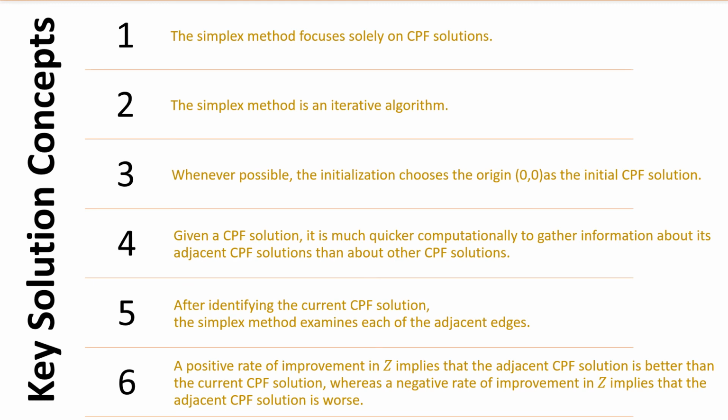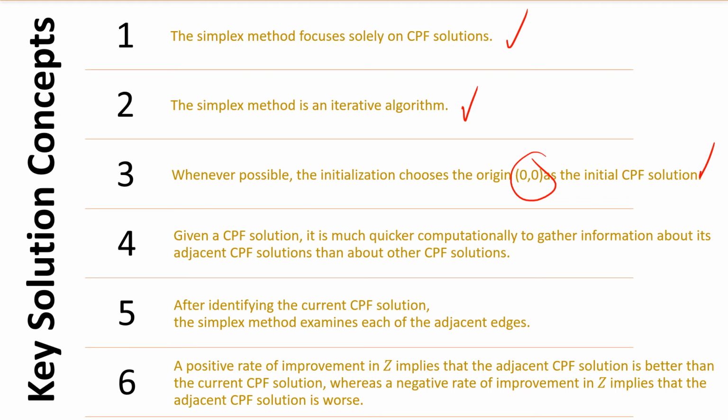The geometric algorithm has 6 key solution concepts. The first key solution concept is that the simplex method focuses solely on CPF solutions. We're working only with the corners. The second key is that the simplex method is an iterative algorithm. We have been repeating steps. The third key solution is that whenever possible, the initialization chooses (0,0), the origin, as the initial CPF solution.